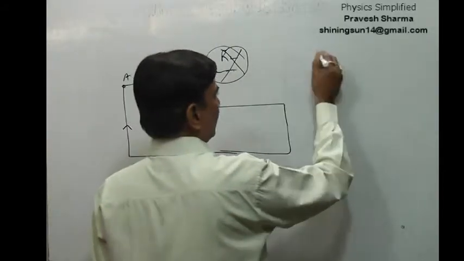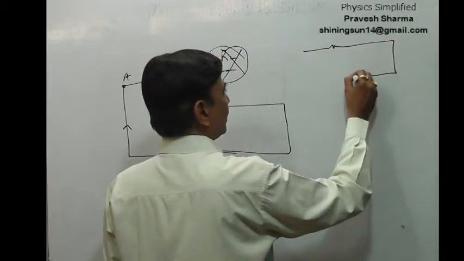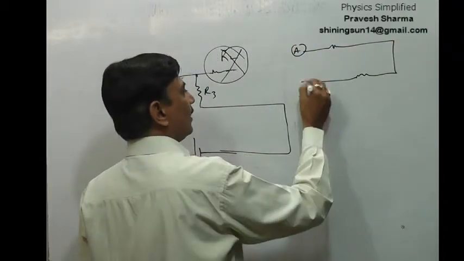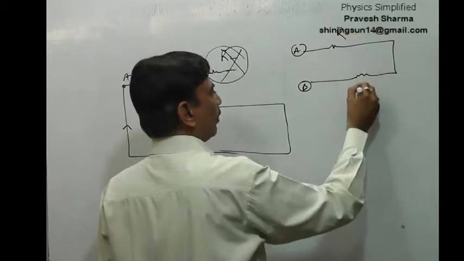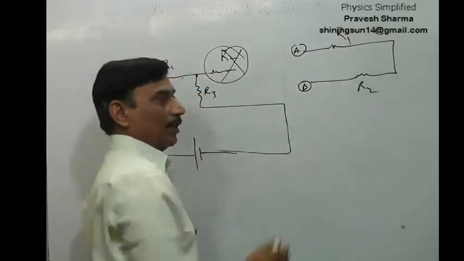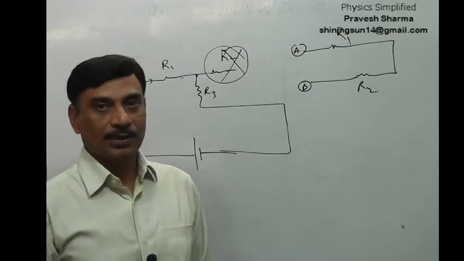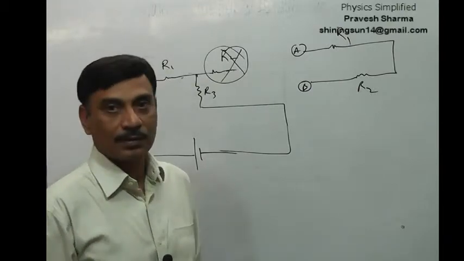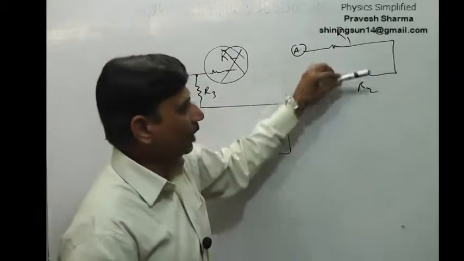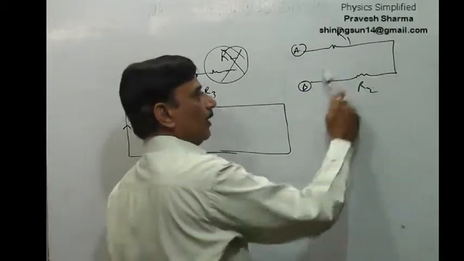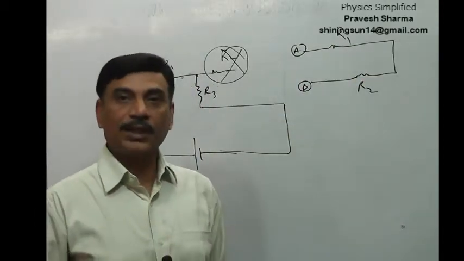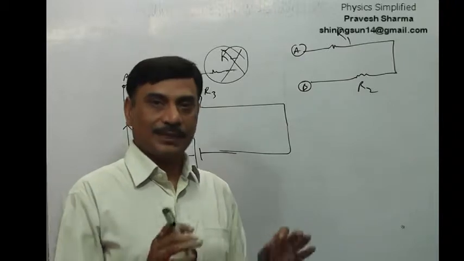One more mistake that students generally make: if I say this point is A, this point is B, and this is R1 and R2, are the two resistors in series or parallel? Many times, initially, students say they are parallel. It is not about how they are geometrically placed. It is not that this is parallel to this, so they are parallel. Series and parallel combination of resistors has a different meaning.